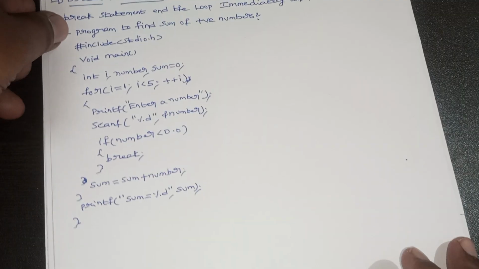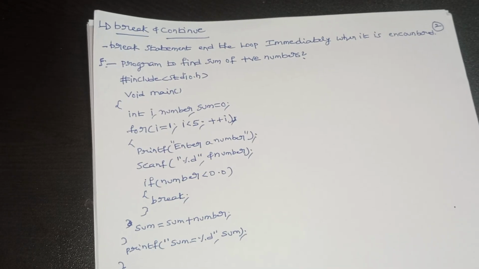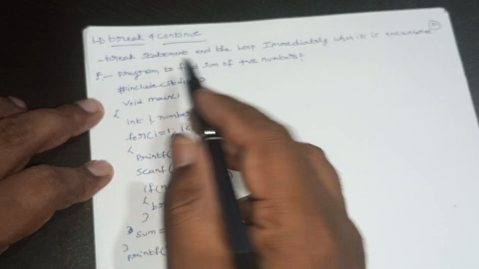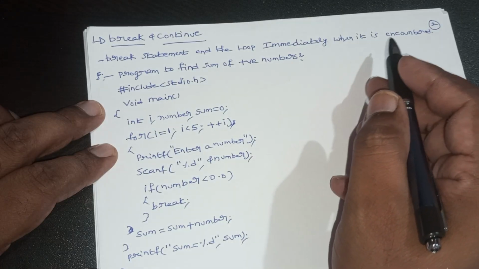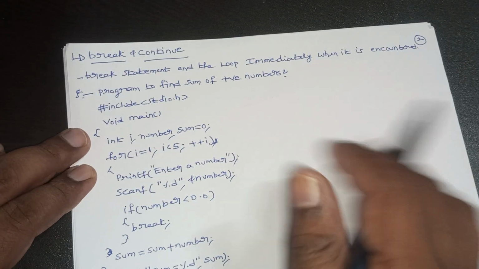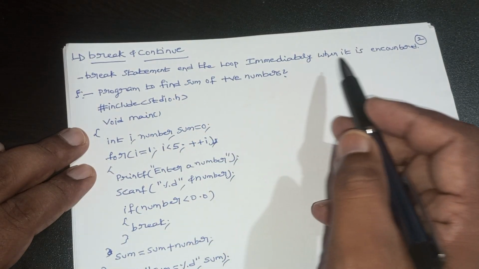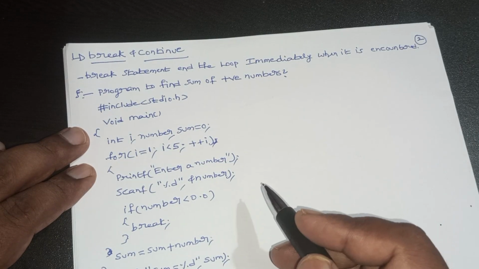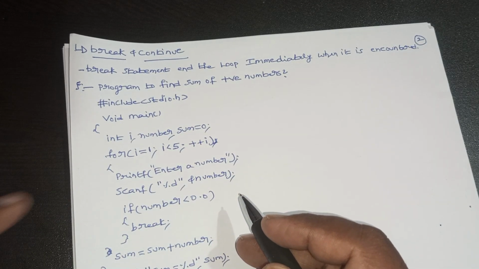Now coming to the next one, that is the break statement. What is the break statement? Break and continue. First take the theory. Break statements end the loop immediately when it is encountered. I will take a direct example. Generally the break and continue statements are taken inside the if block. That small note you have to make.